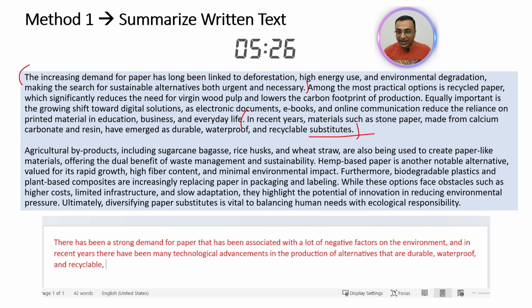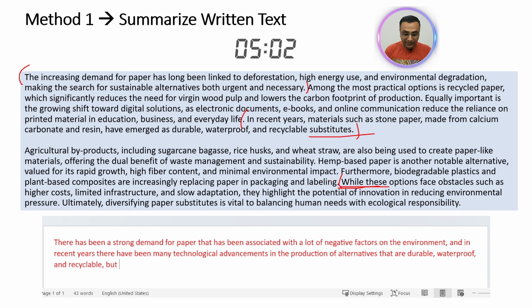Okay, while these options face obstacles. Okay, this looks like a potential sentence because they're introducing a contrast. While these options face obstacles such as higher cost, limited infrastructure, and slow adaptation, they highlight potential of innovation in reducing environmental pressure. Okay. Let me put it as but instead of while.